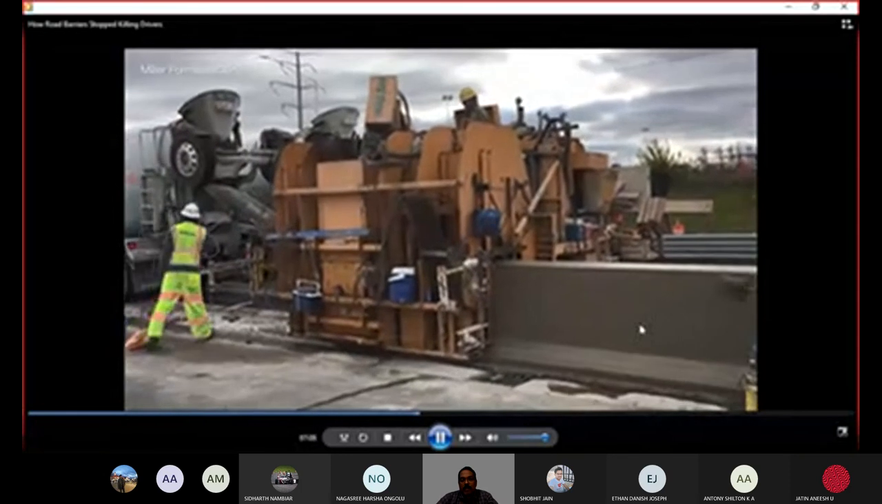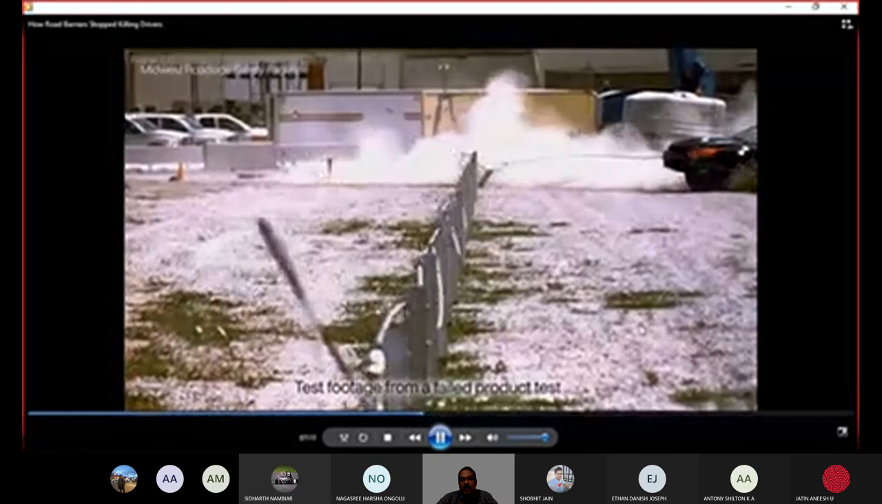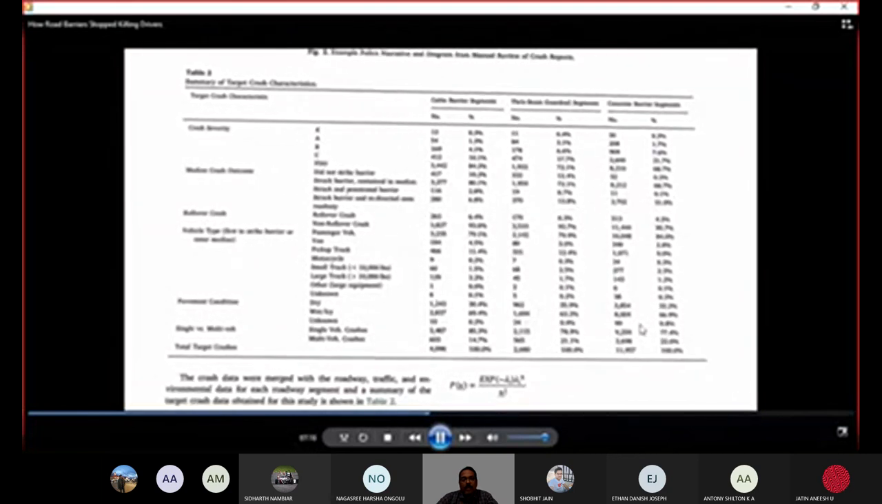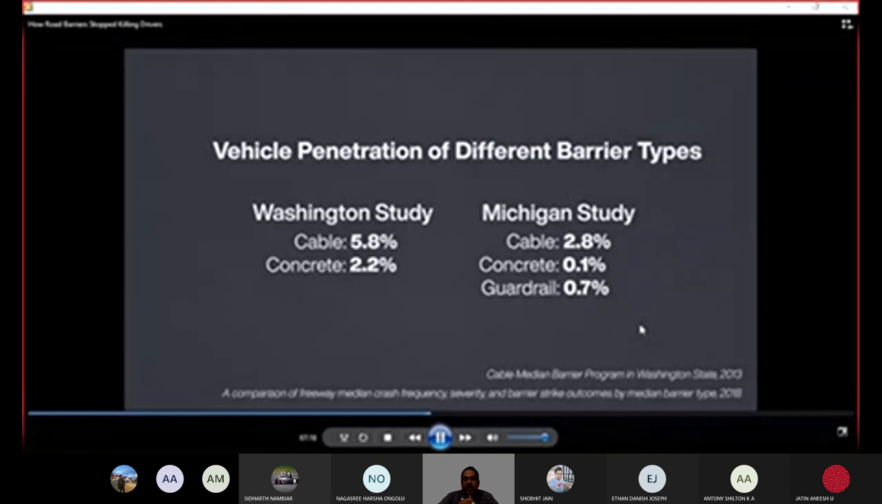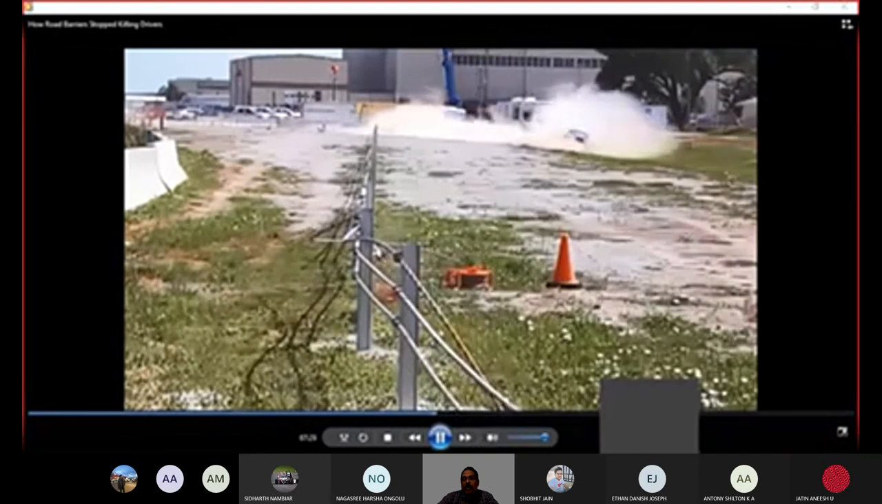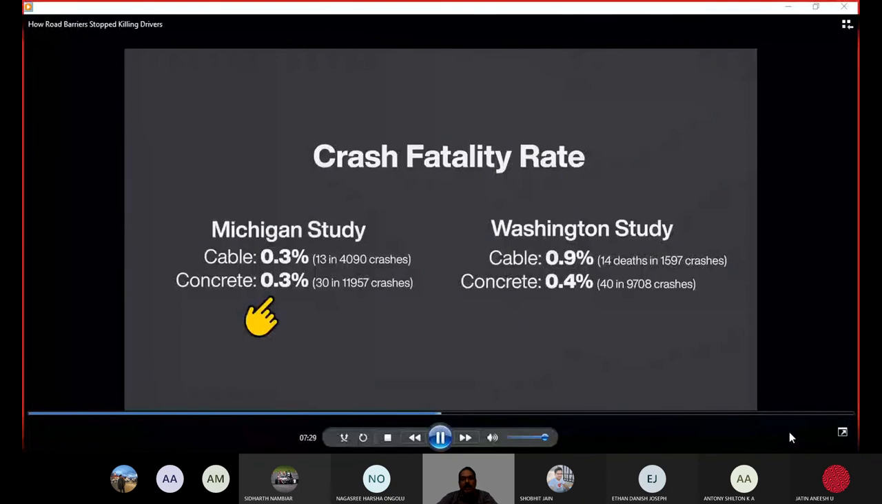The big downside with cable barriers is the greater vehicle penetration, as it's easier to slip between the ropes. This is shown in 2 studies evaluating over 10,000 crashes which compared concrete, guardrail, and cable systems. From this, people say cable barriers are unsafe and cause way more deaths, but that's not completely accurate. In fact, these 2 large studies showed an equal or slightly higher fatality rate versus concrete.